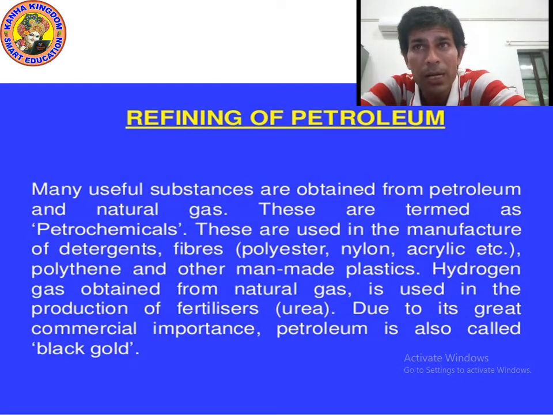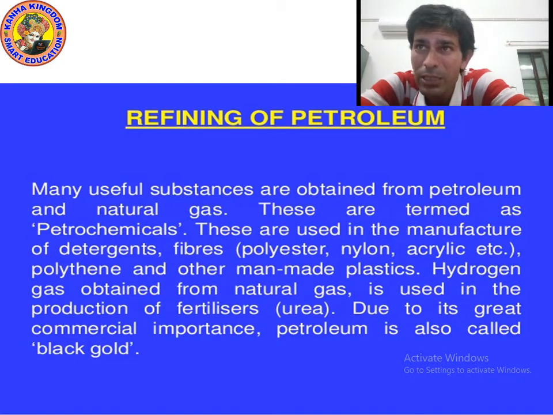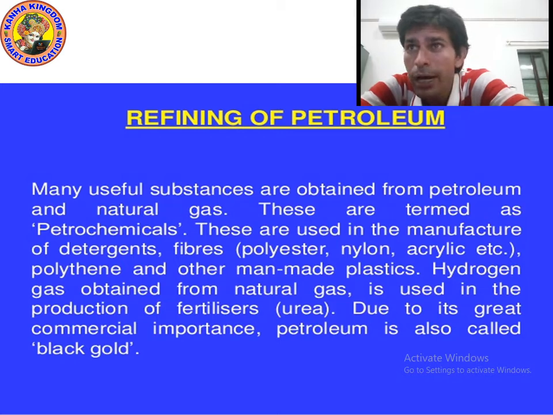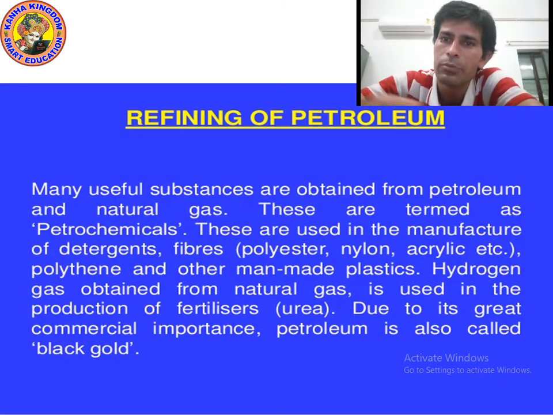Hydrogen gas is obtained from natural gas. What is its use? It is used for the production of fertilizer, urea. Nitrogen is also used in urea. Due to its great commercial importance, petroleum is also called black gold. Why do we call it that? Because it has great commercial importance. Okay, now let's move on to the next point.